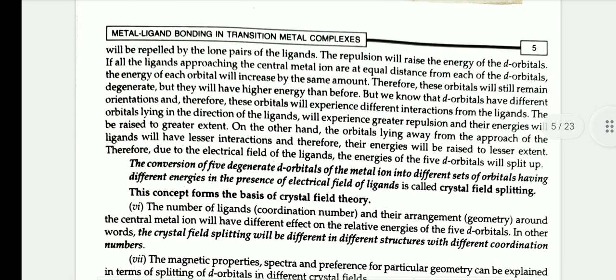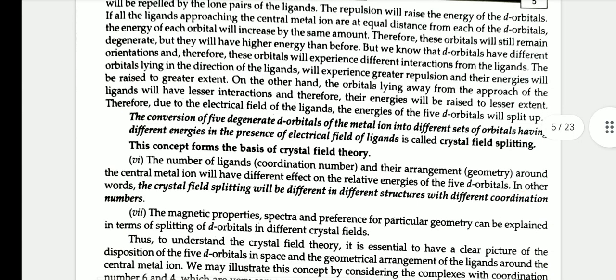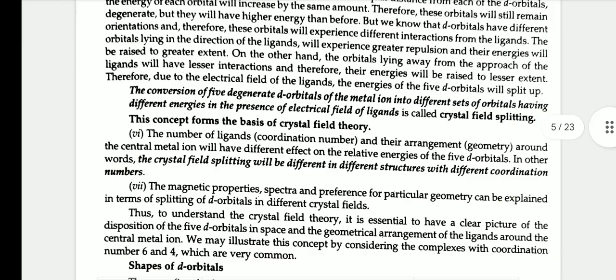The conversion of the 5 degenerate d orbitals of a metal ion into different sets of orbitals having different energies in the presence of the electrical field of ligands is called crystal field splitting. This concept forms the basis of crystal field theory.